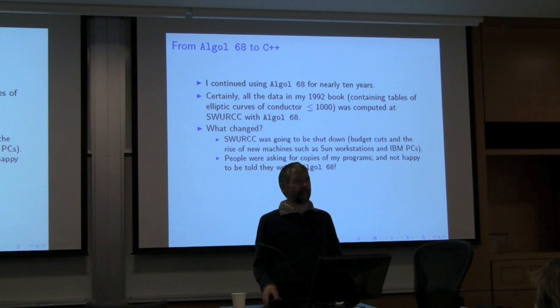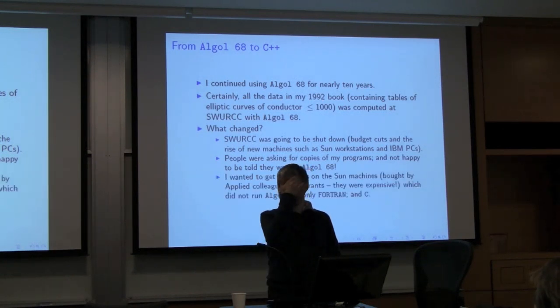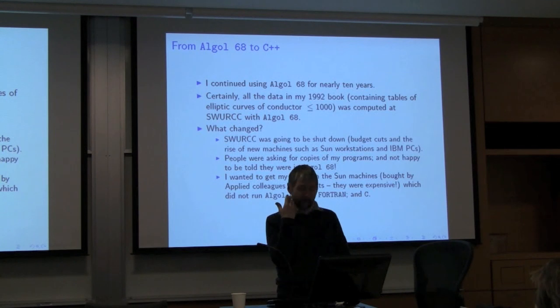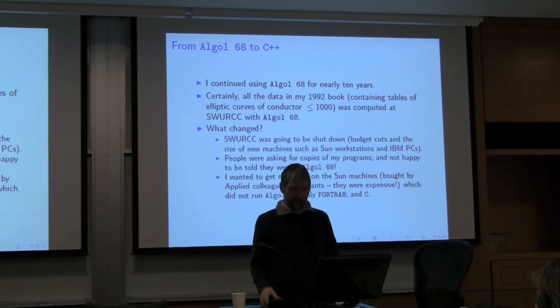The other reason I changed is that people actually wanted to use my programs, and I said, well, here you are, it's in Algol 68, and they said, no, thanks. So I decided to switch to a language which everyone else would be happy with. And I also wanted to get my hands on these machines that some of my richer colleagues were buying. And they didn't run Algol 68. Either there were no compilers or they were really expensive.